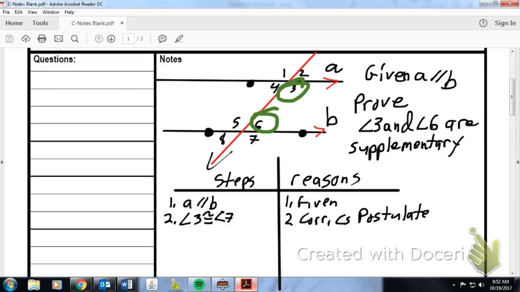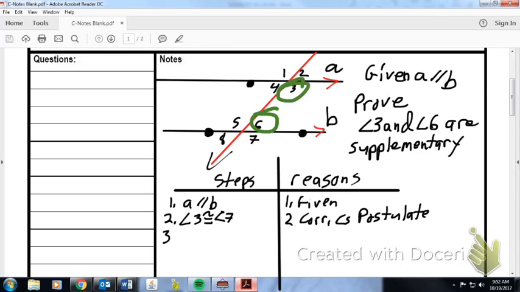So we're trying to figure out and prove that 3 and 6 are supplementary. And the only fact that we're given is that A and B are parallel. So we start off with the fact that A and B are parallel. That's given. And then we can use the corresponding angles postulate to say that 3 and 7 are congruent. Because we know that when two parallel lines are crossed by a transversal, corresponding angles are congruent. It's the corresponding angles postulate.